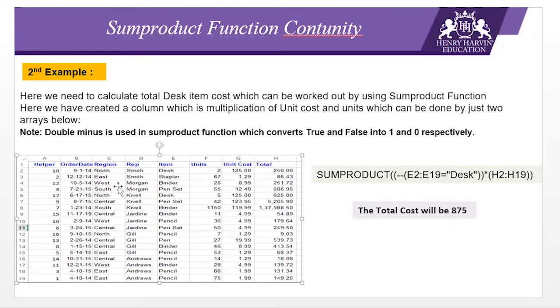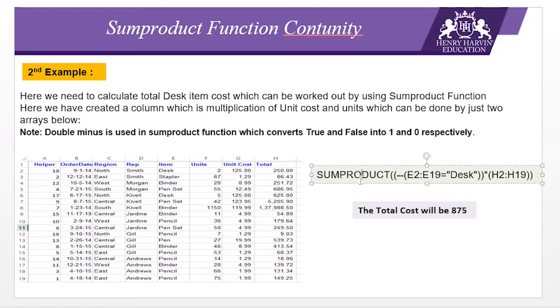And this is the small data set we have with us, where we have to find out total desk item cost. So total desk is in the E column. Over here we have created the H column. You can see F column and G column, and the H column is the multiplication of F and G column. So 125 into 2 is 250, and you can see 7 and 1.29, so it is 9. So this is all multiplication.